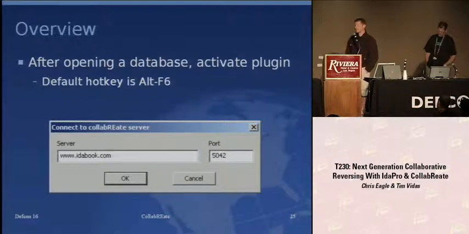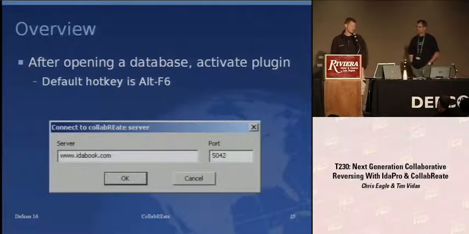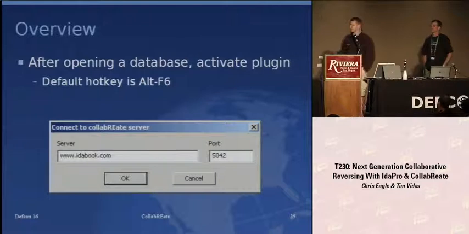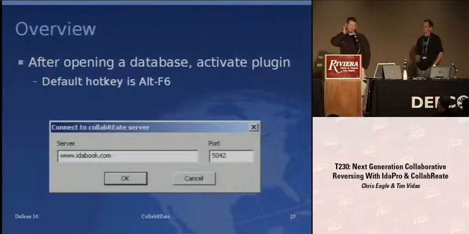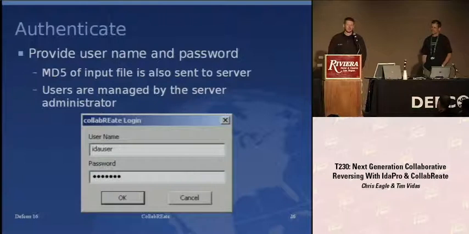So after you open the database and the auto-analysis finished, you want to activate the plugin with the hotkey Alt F6. You want to enter the connection information for the server, either via host or IP, and then the port, which defaults to 5042. Run it on whatever you want. Then you're going to authenticate.